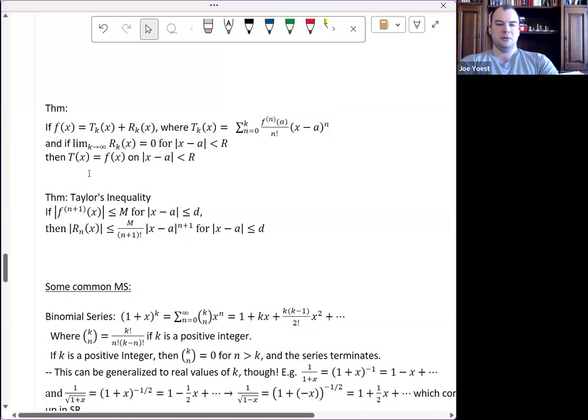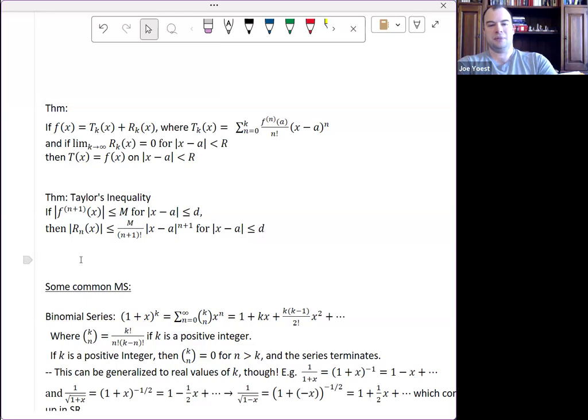Well, this is the check. We take a look at the remainder, R_k of x, and if that goes to 0 as k goes to infinity on some interval of convergence, then we can indeed represent the function as a Taylor series using the above definition. Nicely enough, we actually also get Taylor's inequality out of this. We get a bound on the error in estimating the function by its Taylor series partial sum.